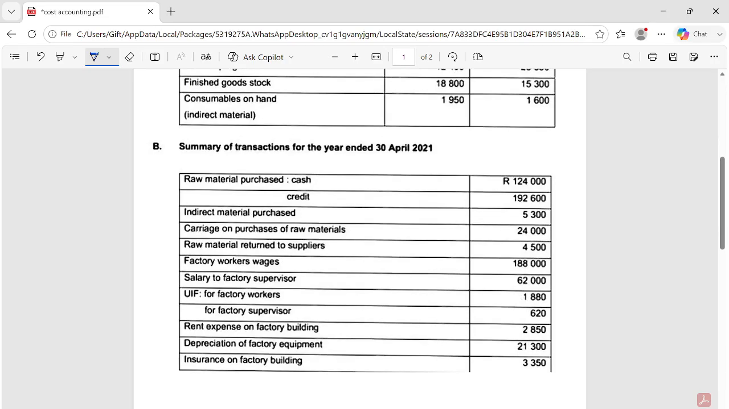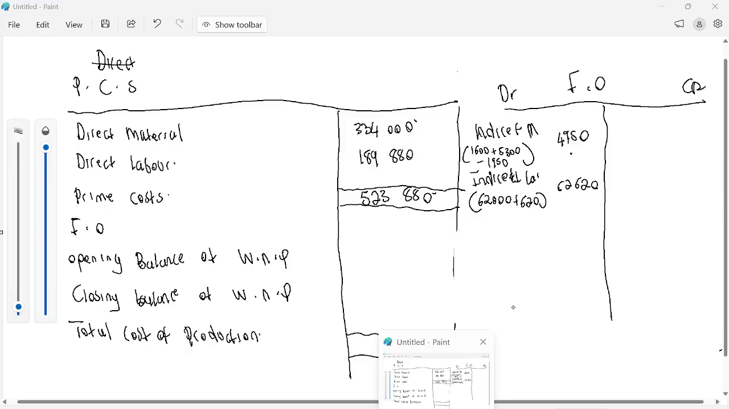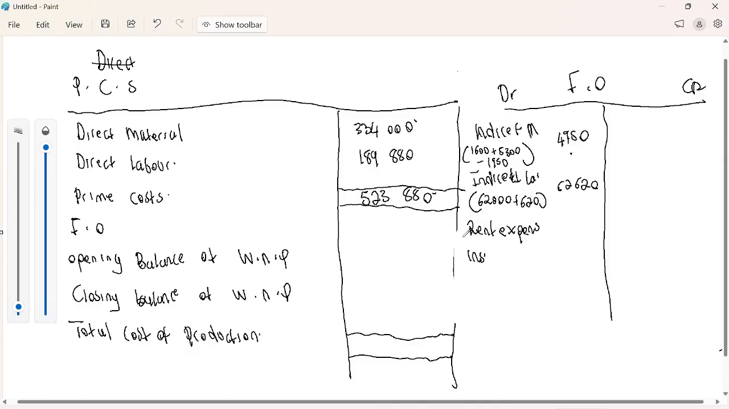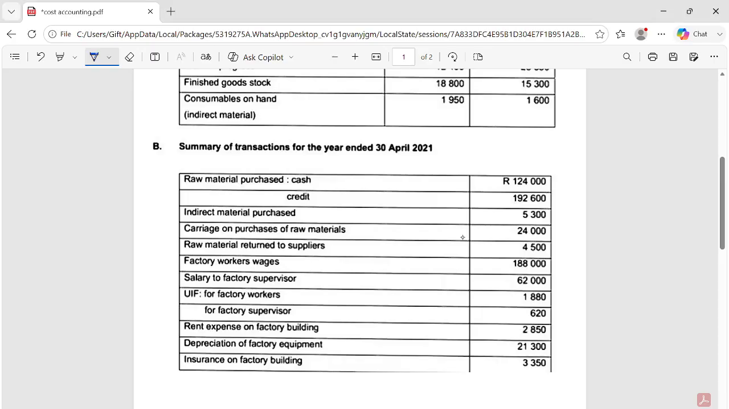I have rent expense, depreciation, and insurance. Rent expense, insurance, depreciation. So insurance is 3,350.